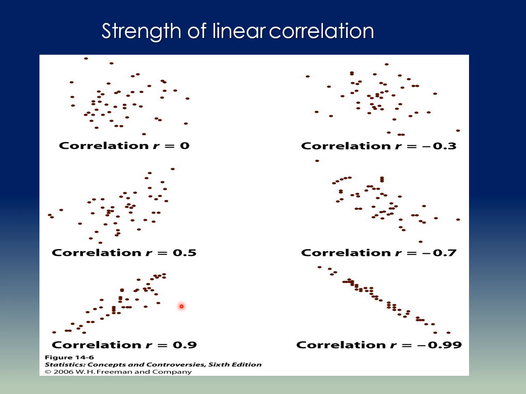So this slide here shows the R value strength along with the visual representation of the patterns. We've got the negative or the indirect relationships on the right-hand side. On the left-hand side, we have the positive or the direct associations.